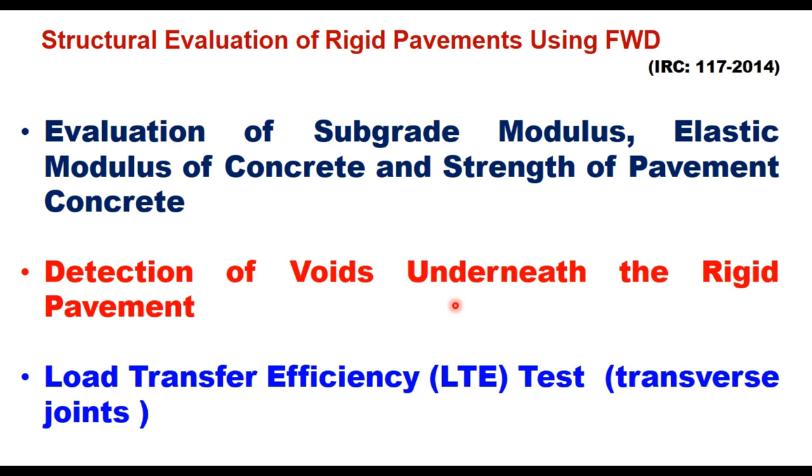Detection of wires underneath the rigid pavement. And third evaluation is for load transfer efficiency of transverse joint as well as longitudinal joints.